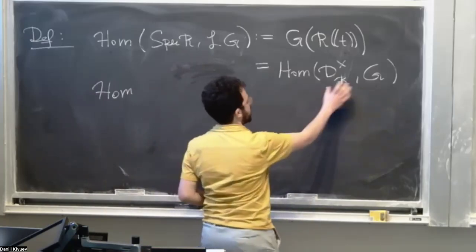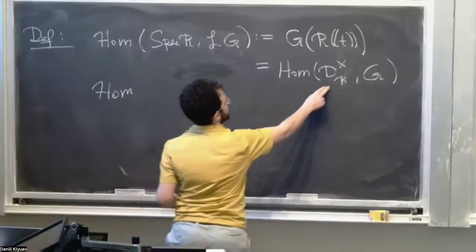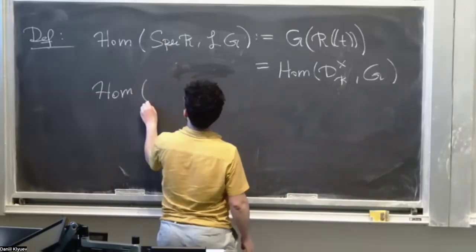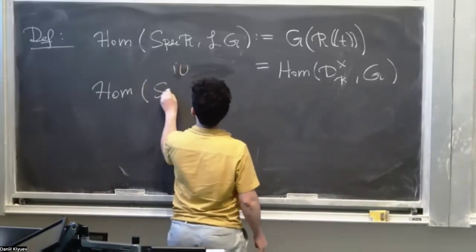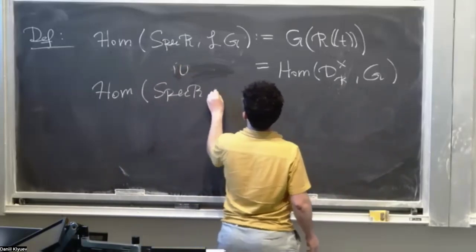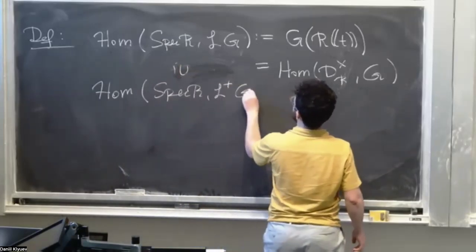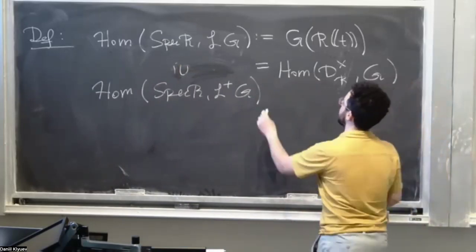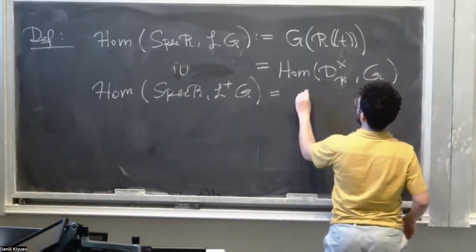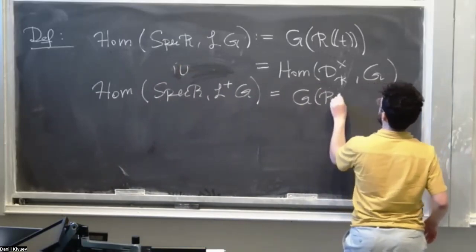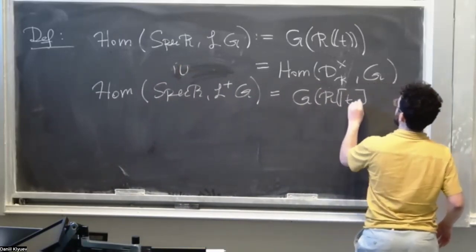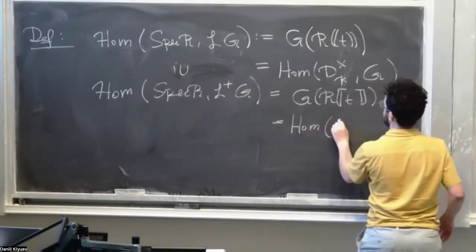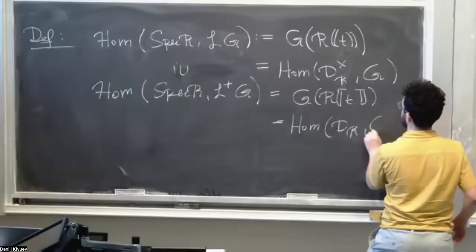This is the space of maps from the punctured disk D star to G, and inside of it there are going to be the positive loops. This is like in topology, loops that can be extended to the whole disk, so trivial loops. This is going to be G of R[[t]], so maps from D to G.